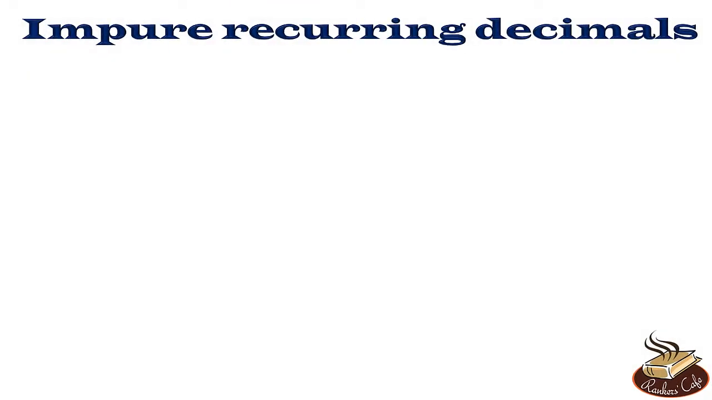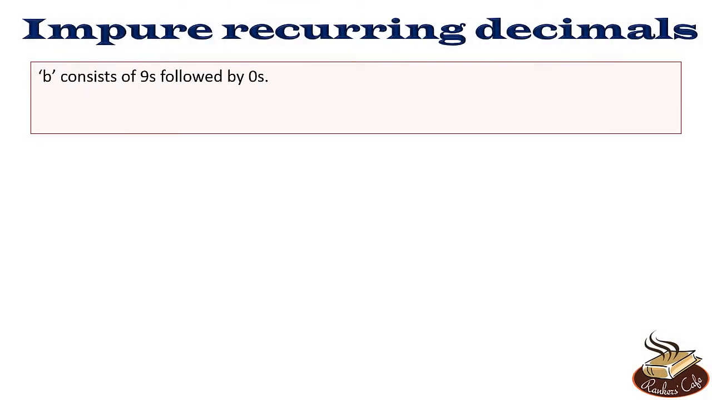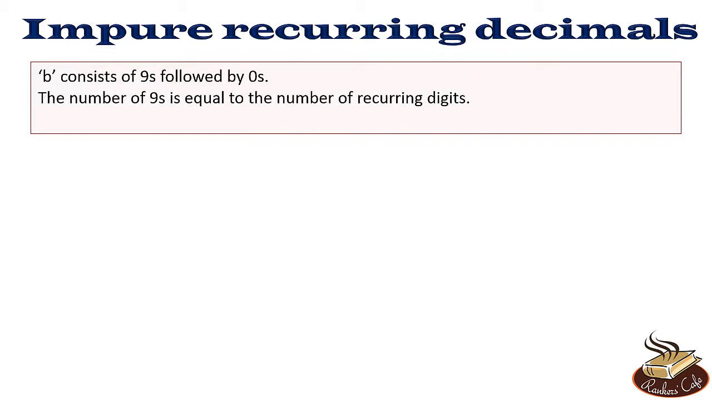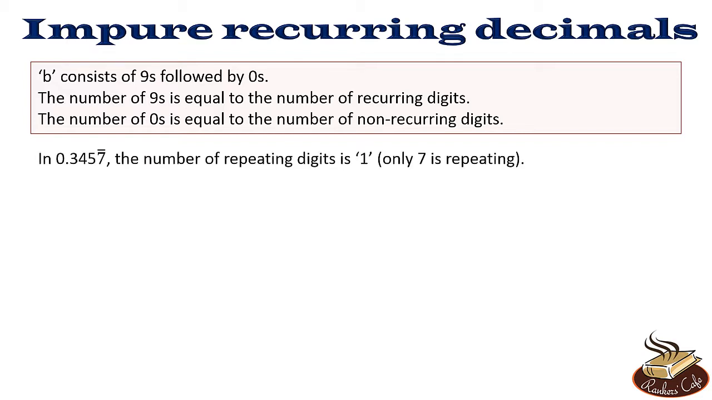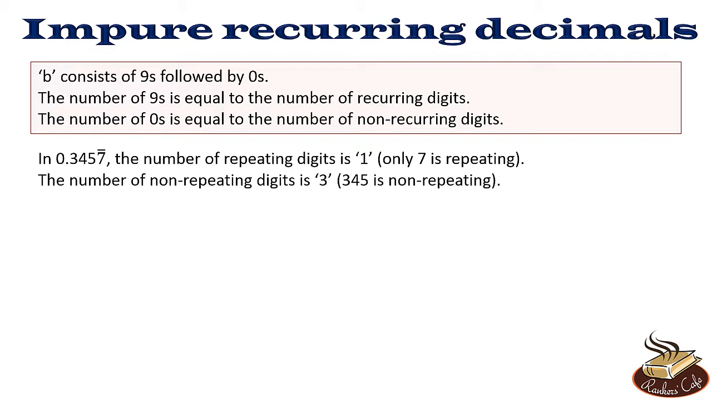To find the denominator b, we write 9s followed by zeros. The number of 9s we write is equal to the number of recurring digits. The number of zeros is equal to the number of non-recurring digits. In 0.3457 bar, the number of repeating digits is only 1, as 7 is repeating. So we write 1 nine. And the number of non-repeating digits is 3. 345 is non-repeating. So the number of zeros is 3. We write 9s followed by zeros. So we write 1 nine followed by 3 zeros. That is 9000 in the denominator.